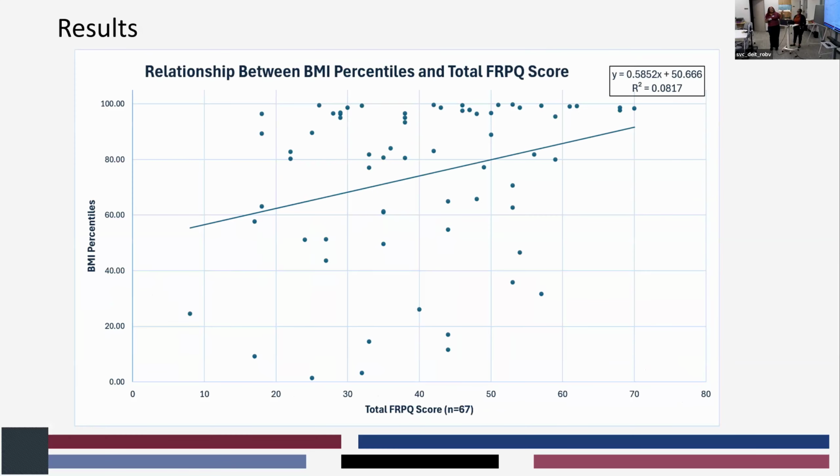For our results, we wanted to evaluate the relationship between BMI and the total FRPQ score. Typically with this graph, we're looking at the trend line to see how far or how close the participants come to the trend line. As we can see, it's pretty scattered, a random distribution of people with lower scores and lower BMIs, and higher scores with higher BMI percentiles. A lot of participants had higher BMI percentiles, but there isn't really much correlation between FRPQ score and the BMI percentiles.